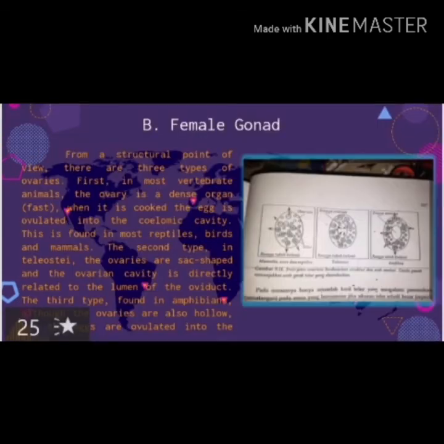B. Female gonad. From a structural point of view, there are two types of ovaries. First, in most vertebrate animals, the ovary is a dense organ or solid. When it is ripe, the egg is shed into the coelomic cavity.